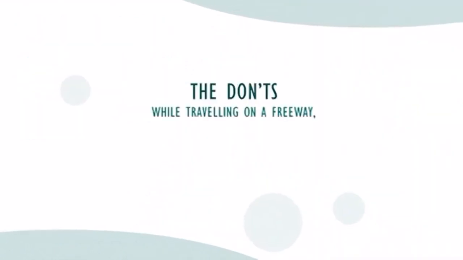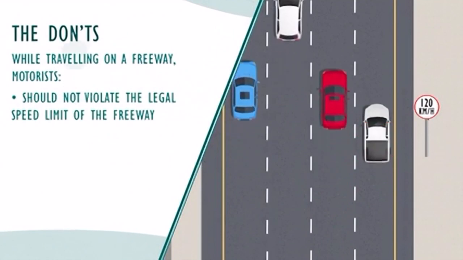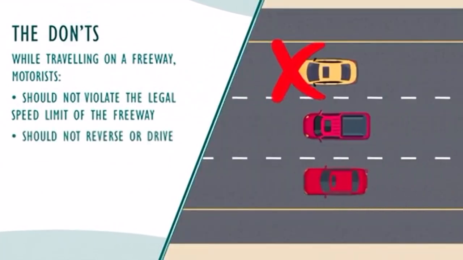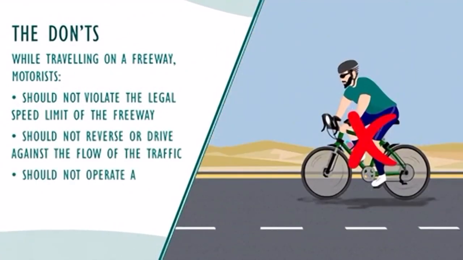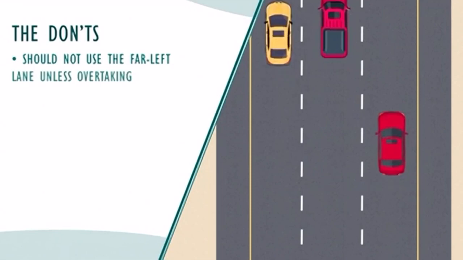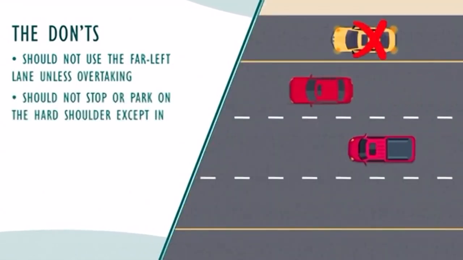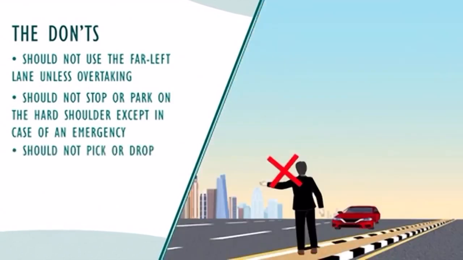While traveling on a freeway, motorists should not violate the legal speed limit of the freeway, should not reverse or drive against the flow of traffic, should not operate a non-motorized vehicle on or near a freeway, should not use the far left lane unless overtaking, should not stop or park on the hard shoulder except in case of an emergency, and should not pick up or drop off anybody on the freeway.